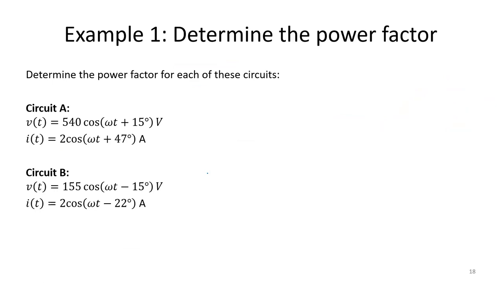Let's do a quick practice. Let's take a moment to determine the power factor for each of these circuits. First, let's remind ourselves that the power factor is given by cosine of theta v minus theta I. If you'd like, take a moment to pause the video and see if you can find the power factor for these two circuits. Otherwise, we'll do them together.